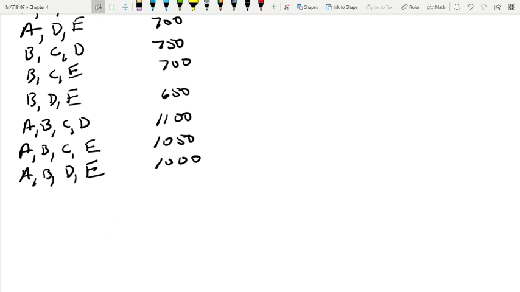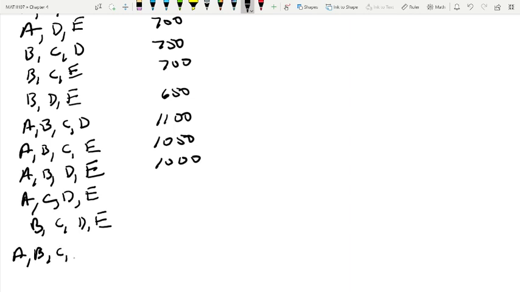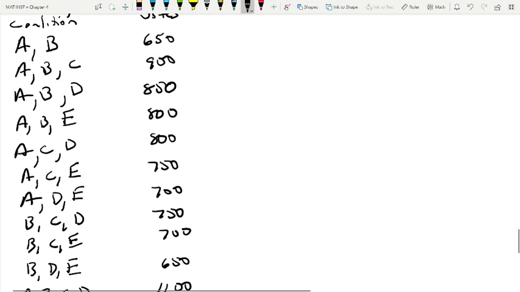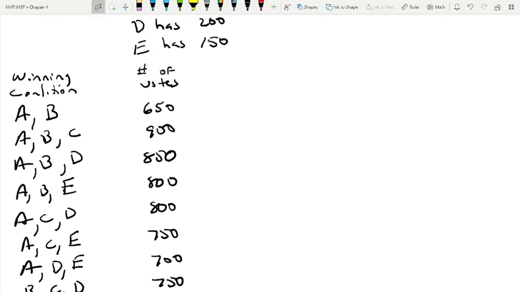And just a few more to go here. ACDE, BCDE, and then lastly A, B, C, D, E. And so these last few numbers are 950, 900, and the last one here is 1250. Right? So we have down all the possible winning coalitions and the number of votes that they would contain.